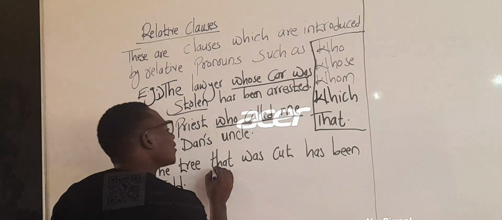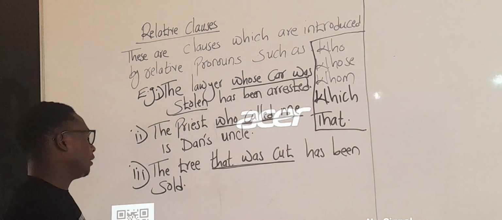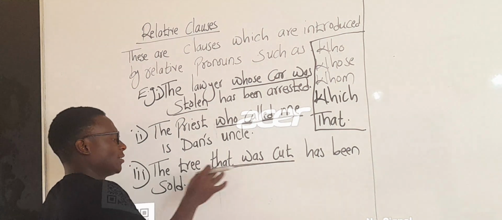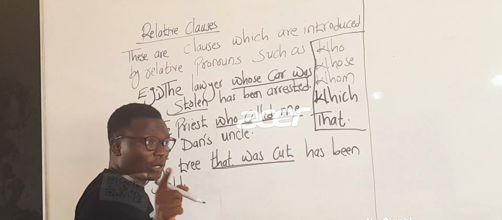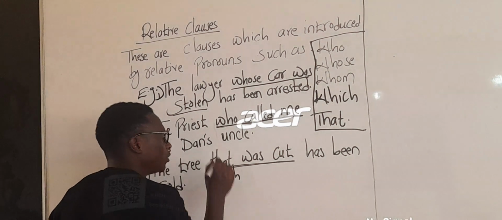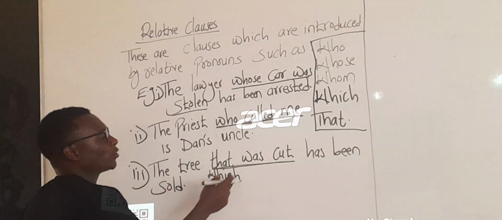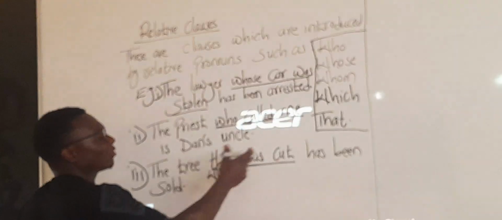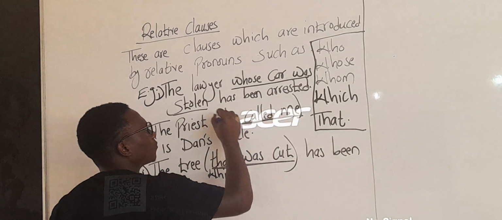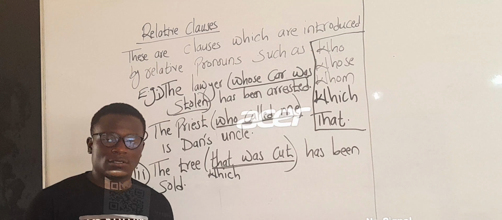The tree that was cut has been sold. I can say the tree has been sold without this part. But again, you're going to realize that where you use "that," you can always use "which." That and which can be used interchangeably. I can say the tree which was cut has been sold, or the tree that was cut has been sold. So this part is what we refer to as relative clauses.